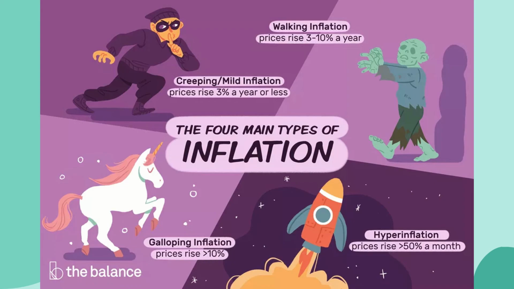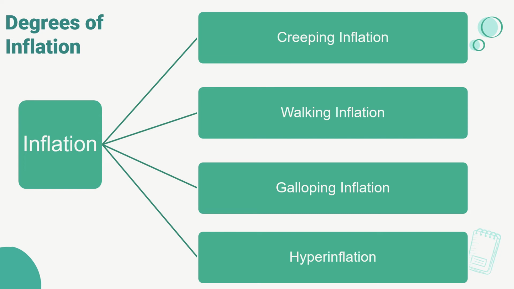So degrees of inflation, or we can say the four main types of inflation. First is creeping or mild inflation. Next is walking inflation. Third is galloping inflation, and the last is hyperinflation. These are all in order of the intensity of inflation. So, degrees of inflation, and we are going to get into these four in depth.